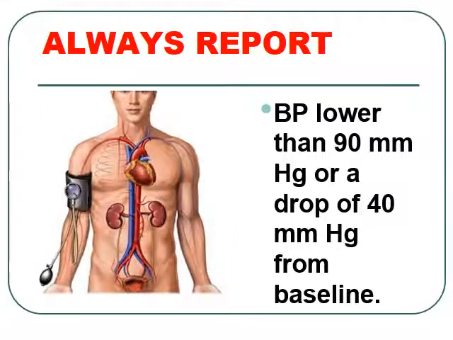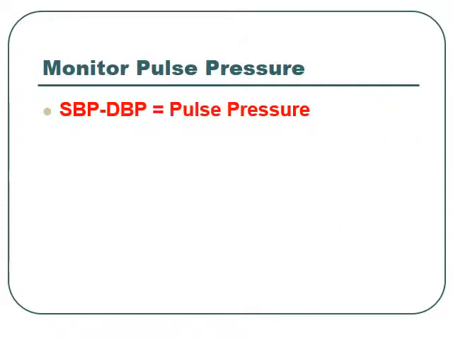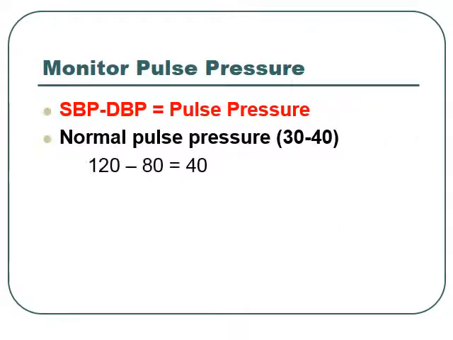You always want to report a blood pressure that's lower than 90 or a drop of 40 from our baseline blood pressure. Okay? If we have a drastic change, we want to make sure that the doc knows, or if we have a mean arterial pressure that's less than 65. Okay? Blood pressure is an indirect measure of our tissue hypoxia. So make sure that we're watching that. We want to monitor our pulse pressure.